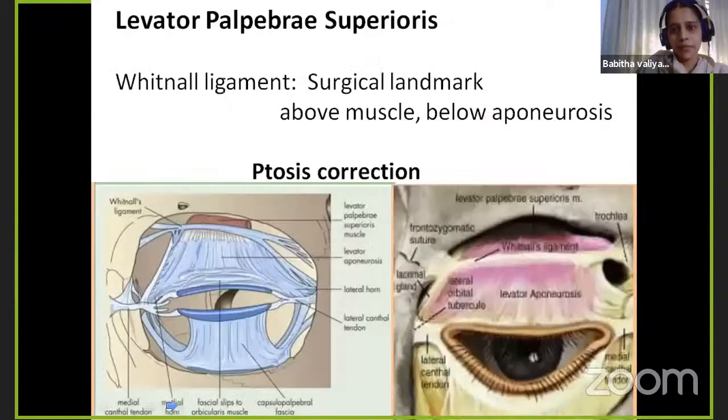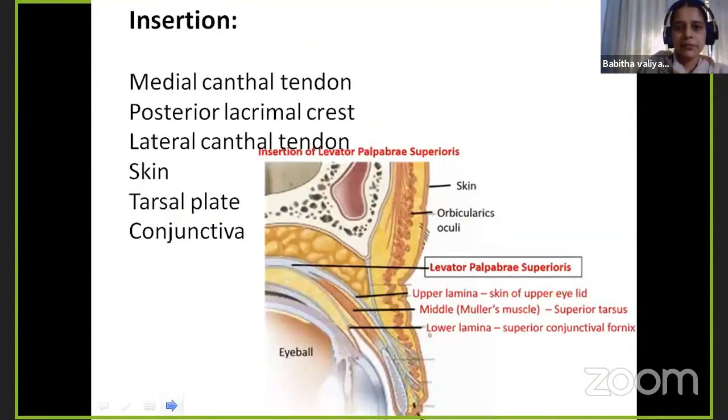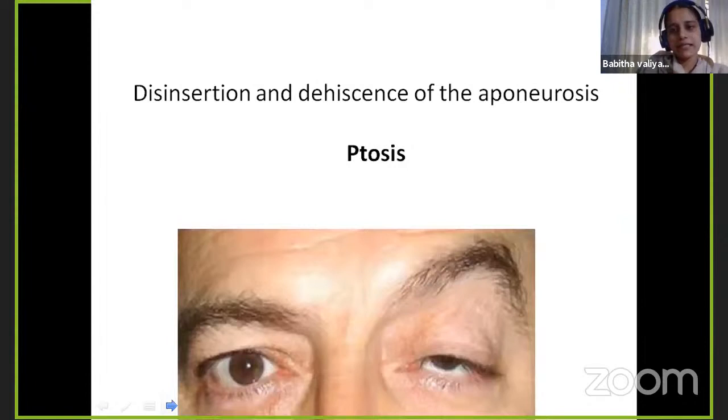The levator palpebrae superioris is the retractor of the eyelid, supplied by the oculomotor nerve. The ligament known as Whitnall's ligament is seen in this muscle, which separates the muscle into muscle belly above and the aponeurosis below. This ligament has an important role in ptosis surgeries. The aponeurosis is inserted into the medial canthal tendon, posterior lacrimal crest, lateral canthal tendon, skin, tarsal plate, and conjunctiva. The lateral aspect of this aponeurosis divides the lacrimal gland into orbital and palpebral portions. Disinsertion and dehiscence of this aponeurosis lead to development of ptosis.